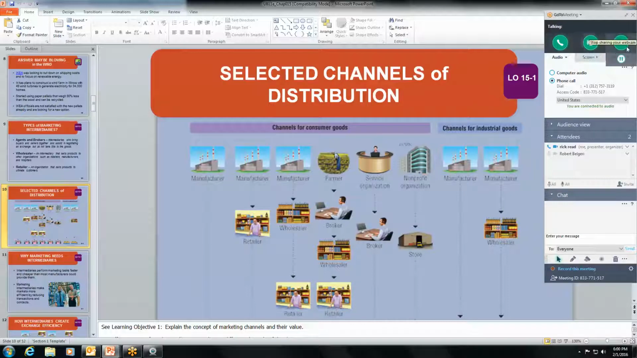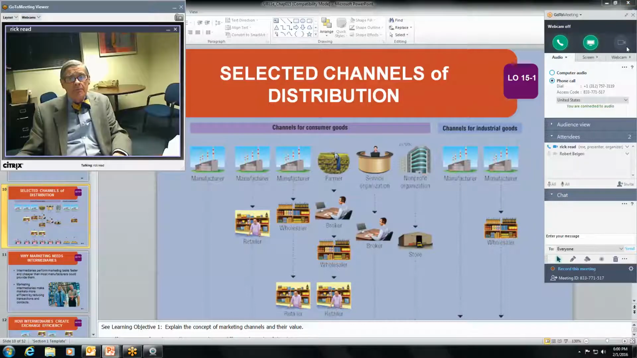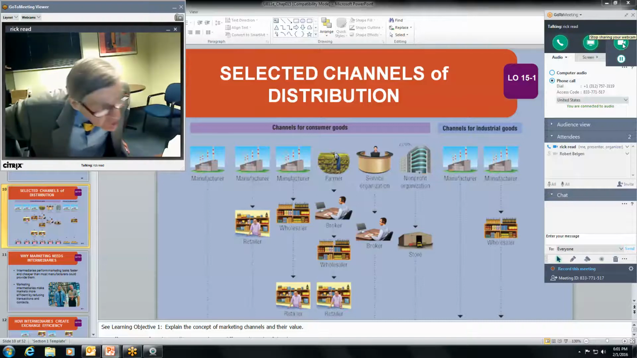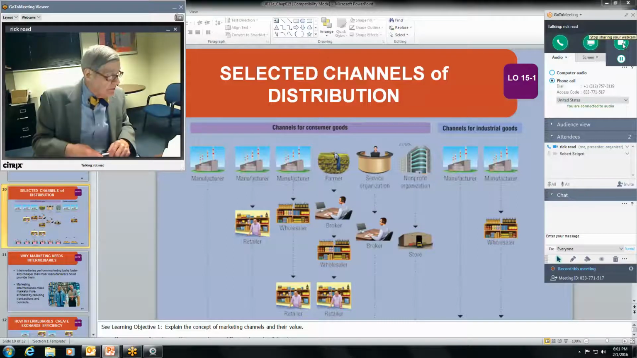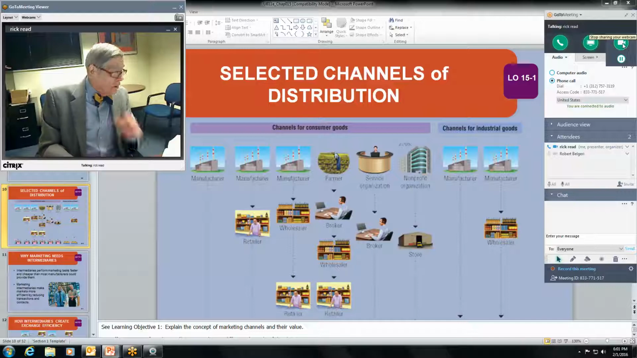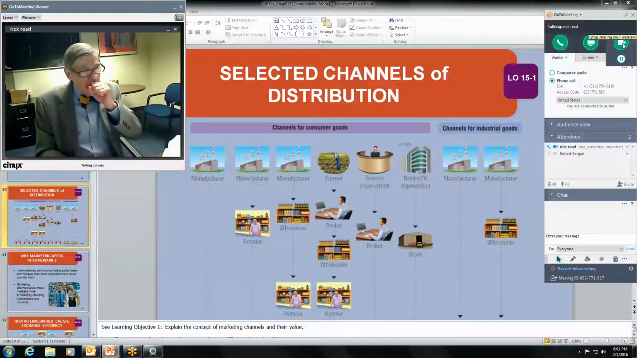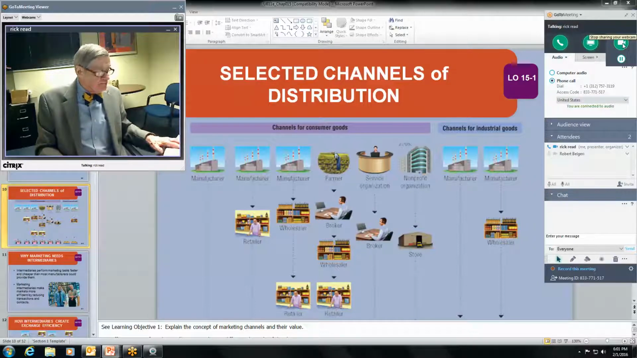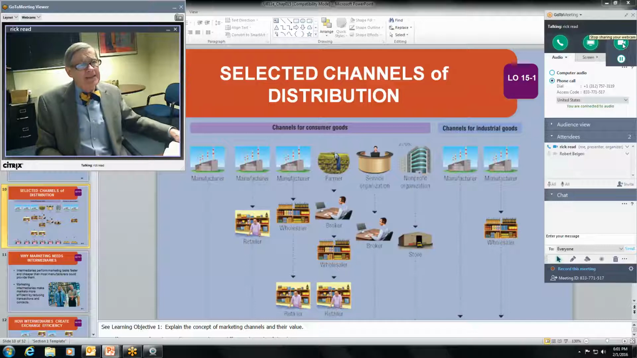This is a very busy slide to look at, but you can see this displayed much better in your text on 2 pages, page 420 and 421. Pardon me, figure 15.1 and 15.2. Pardon me, this selected channel of distribution. And you can look through that slide and see how product is moved from one place to another.